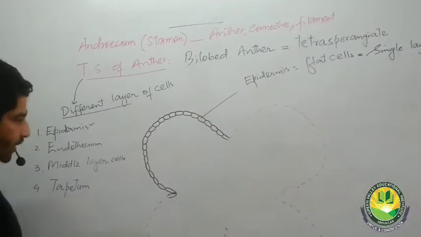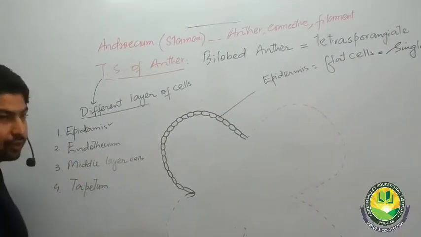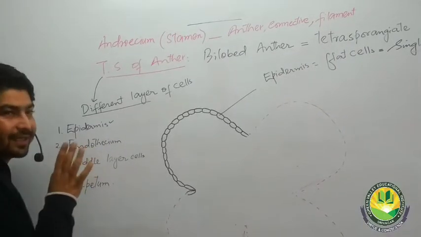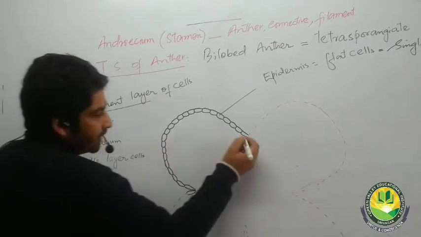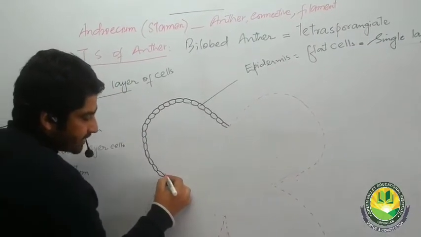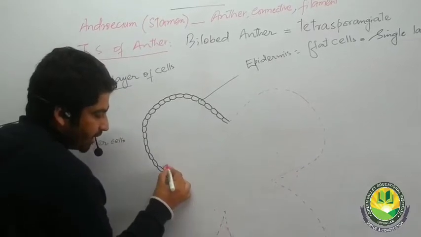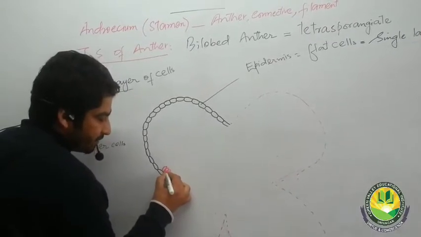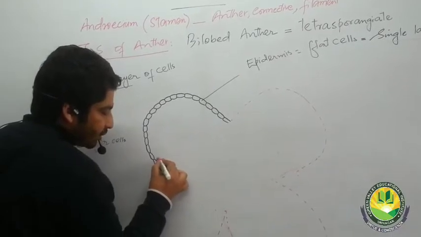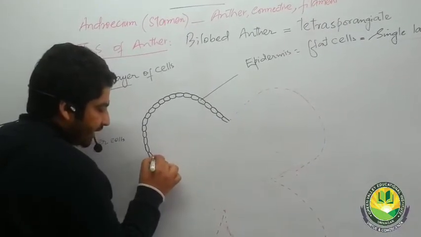Number second, we are going to have the cells of the endothelium. The important thing is that the endothelium cells are also a single layer. Now next to this are the endothelium cells. The cells of the endothelium are radially arranged, closely packed, radially arranged cells.